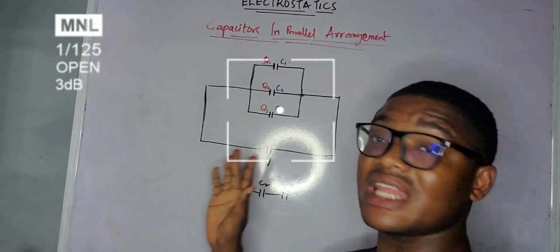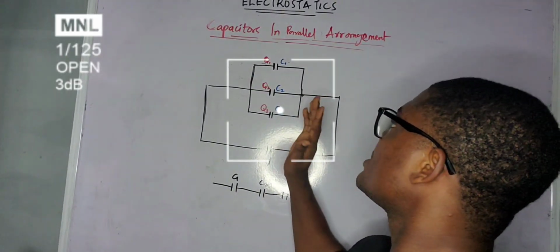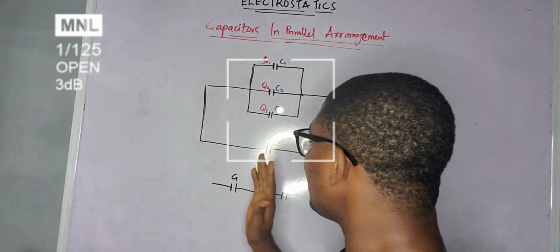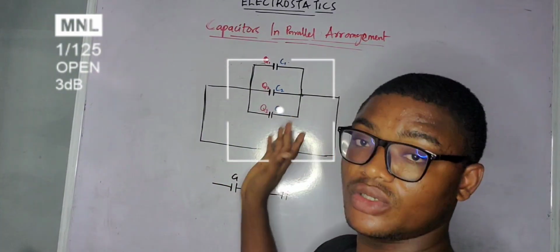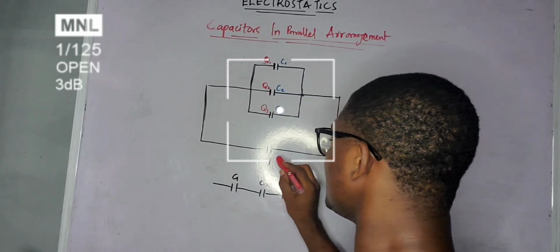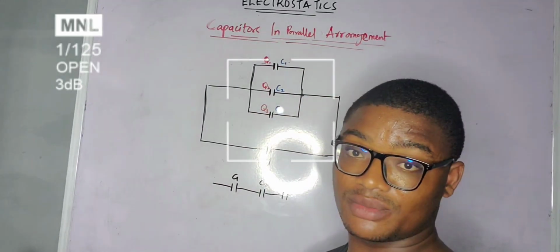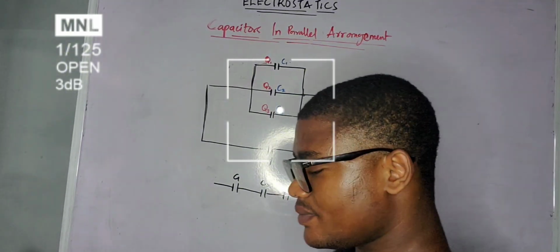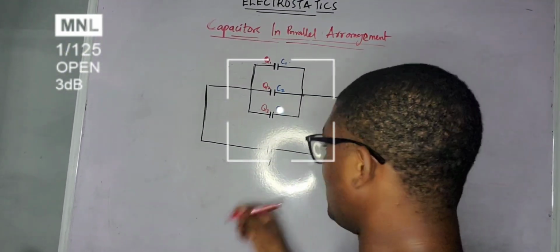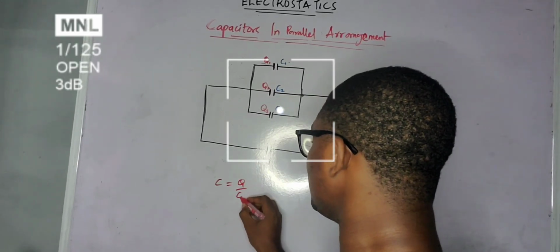Now you check it, there's something like V1, V2, V3. It means the voltage in capacitors in parallel arrangement is the same, is equal. It is the same voltage that flows through the whole arrangement. So voltage is equal. Q1, Q2, Q3 are different from each other. Don't forget we have C equal to Q over V.